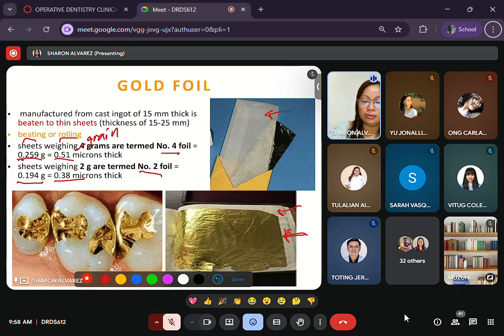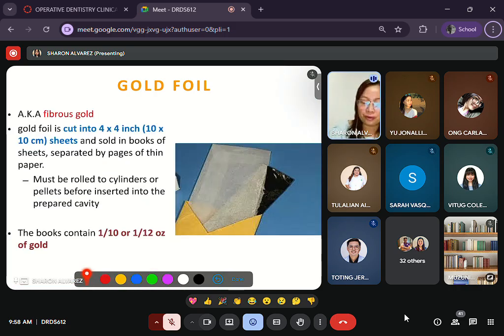Okay, so this is the gold foil. Now, the gold foil is also known as the fibrous gold. So gold foil is also called fibrous gold. During manufacturing, by beating or hammering or rolling, the gold foil is available in 4 by 4-inch sheets. And this is being sold in books or in a booklet, wherein each of the gold pieces is separated by thin paper.